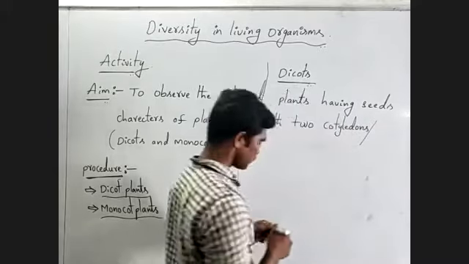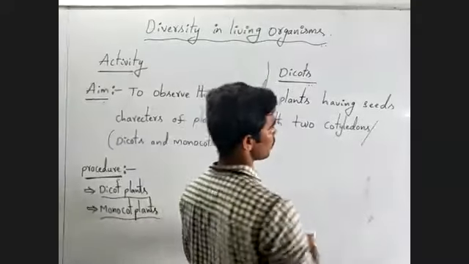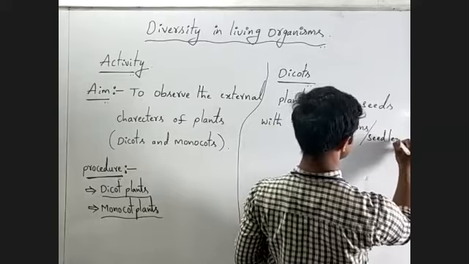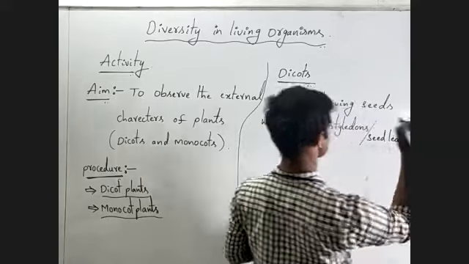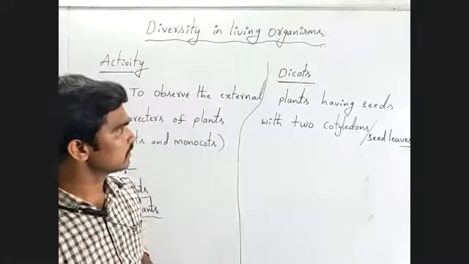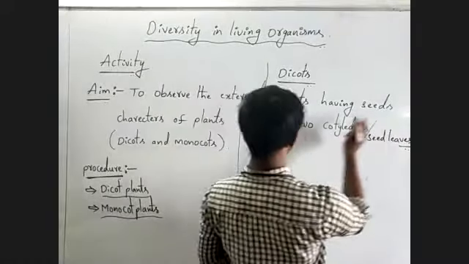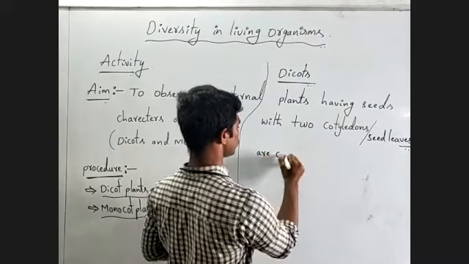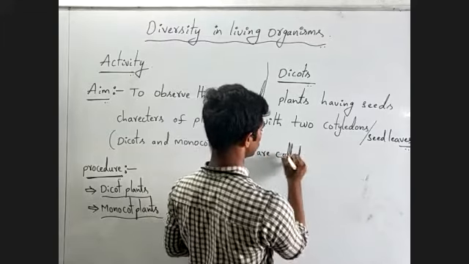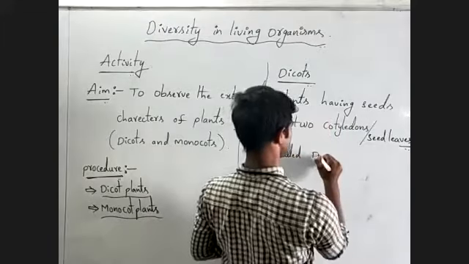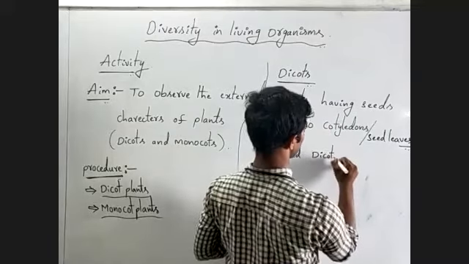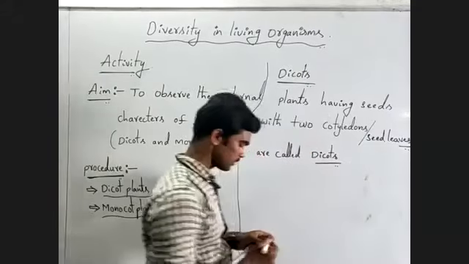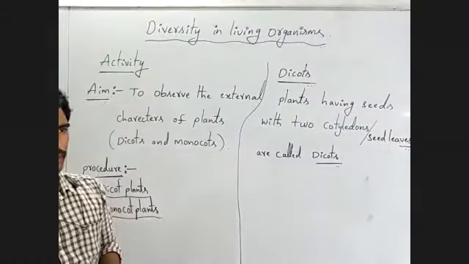Cotyledons are also called seed leaves. Plants having seeds with two cotyledons or seed leaves are called dicot. Observe carefully.